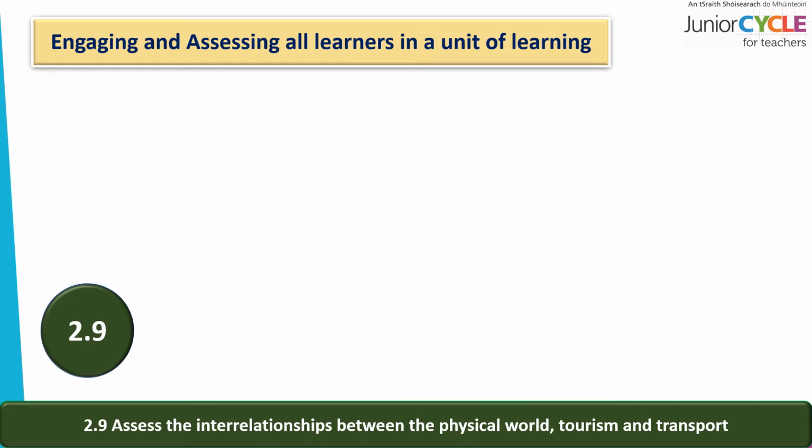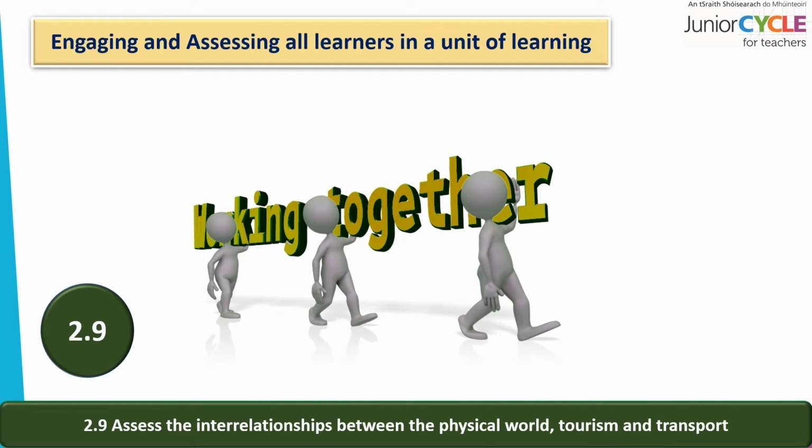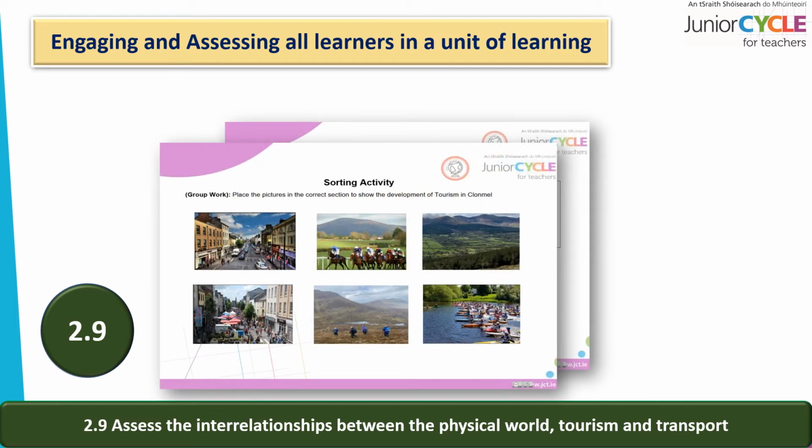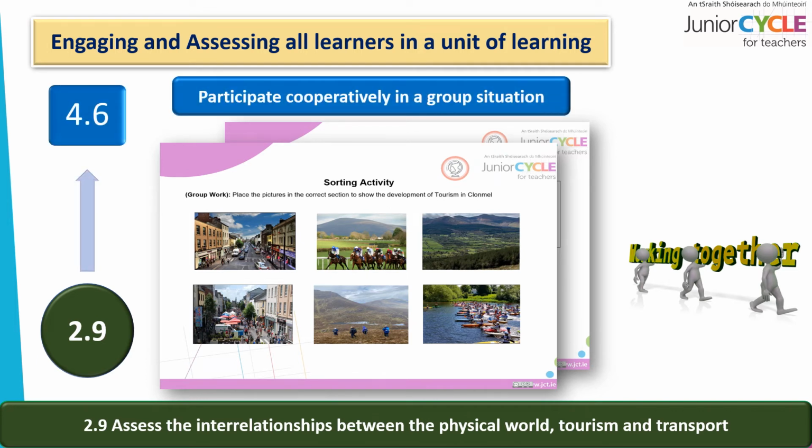Continuing to focus on learning outcome 2.9, a student collaboration activity could also be used to engage and assess students learning at both Level 2 and Level 3 at the same time. Group or pair work, for example a sorting activity, can engage and assess all students as they work together to achieve a task. Students working together is an important key skill of Junior Cycle and can also help students engaging at Level 2 to achieve learning outcome 4.6 from the PLU Living in a Community, which requires students to participate cooperatively in a group situation.